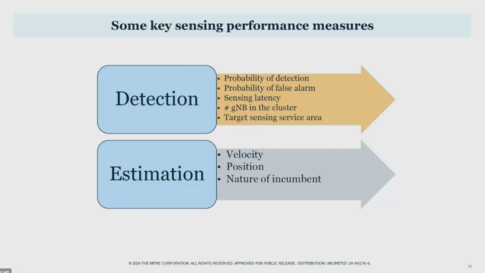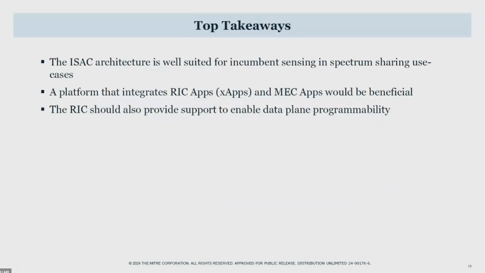And keep in mind that we may or may not be able to do the estimation part depending on the kind of incumbent, because there are sensitivities associated with the federal systems. You may not want to do the velocity, position, and the nature of the incumbent, because if it is a sensitive incumbent, those things are not something that you would want to do. So that is the idea that we want to use for future spectrum sharing studies and spectrum sharing programs.